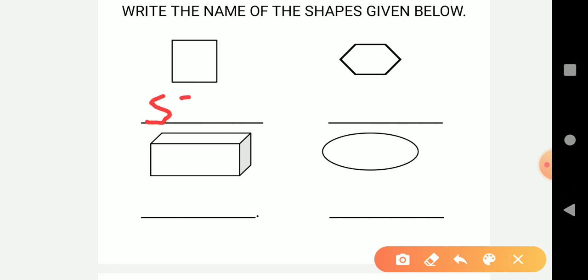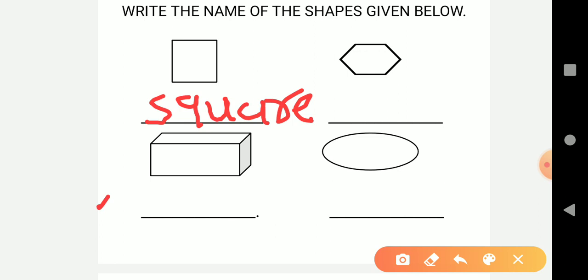S Q U A R E. Very good. So this is the spelling of square. S Q U A R E.